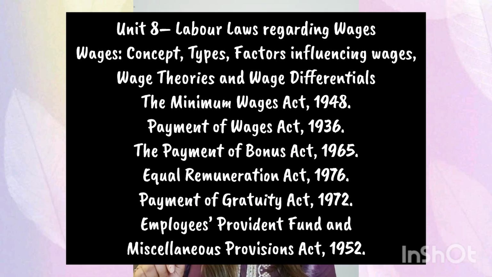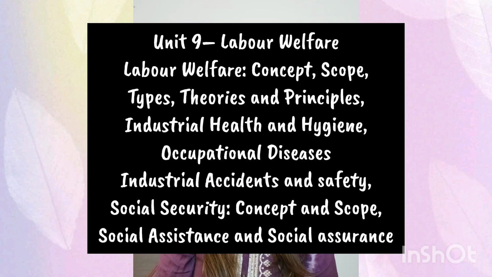Now we will move on to unit 8, labor laws regarding wages. So concept, types, factors influencing the wages, theories, wage differentials, Minimum Wages Act 1948, Payment of Wages Act 1936, Payment of Bonus Act 1965, Equal Remuneration Act 1976, Payment of Gratuity Act 1972, and Employees Provident Fund and Miscellaneous Provisions Act 1952. Now we will move on to unit 9, that is labor welfare. Labor welfare concept, scope, types, theories and principles, industrial health and hygiene, occupational diseases, industrial accidents and safety, social security concept, scope, social assistance, social assurance.